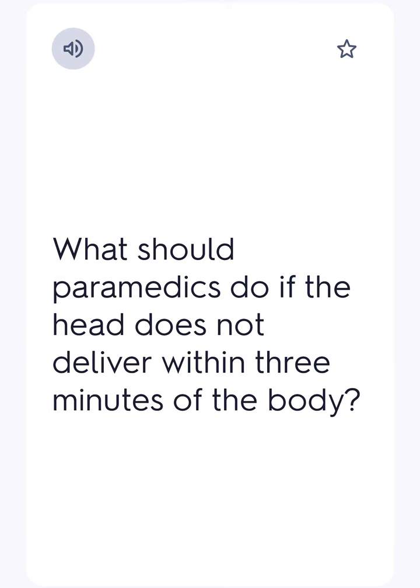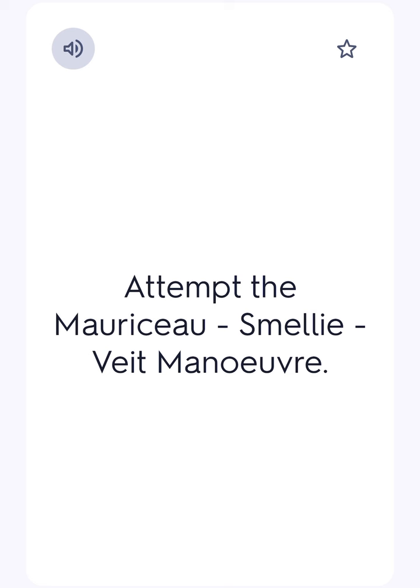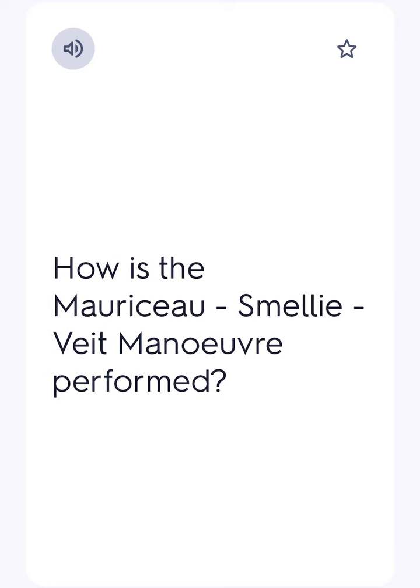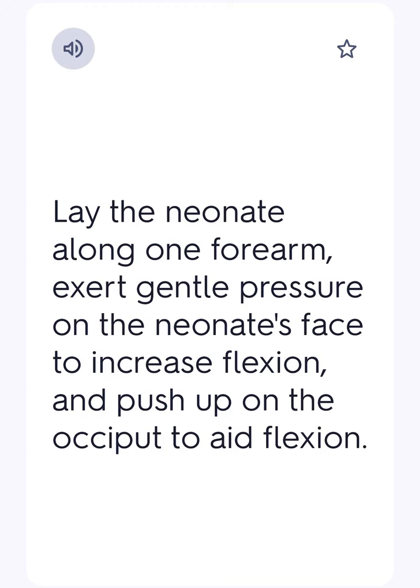What should paramedics do if the head does not deliver within 3 minutes of the body? Attempt the Mauriceau, Smellie, Veit maneuver. How is the Mauriceau, Smellie, Veit maneuver performed? Lay the neonate along one forearm, exert gentle pressure on the neonate's face to increase flexion, and push up on the occiput to aid flexion.